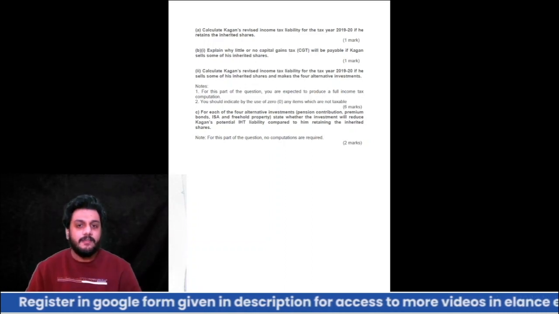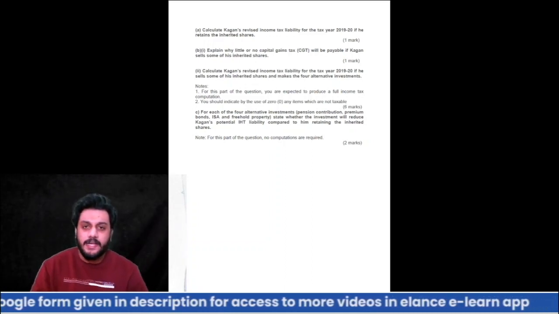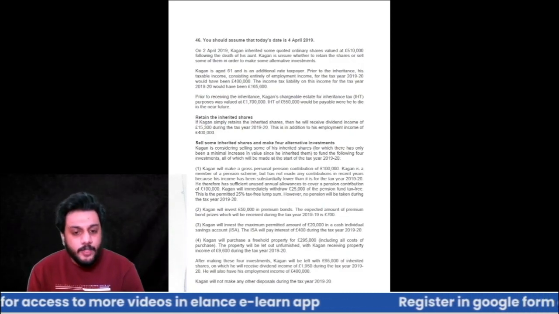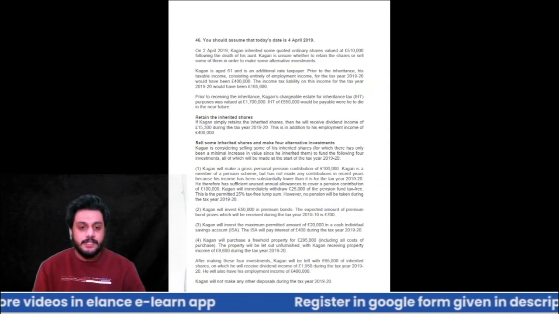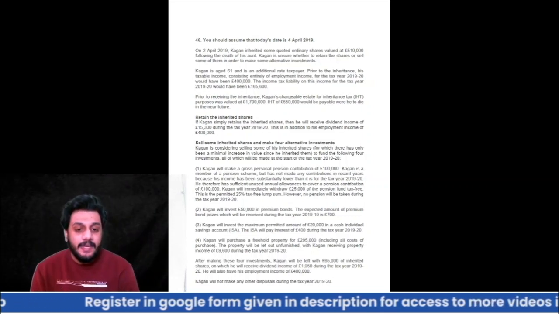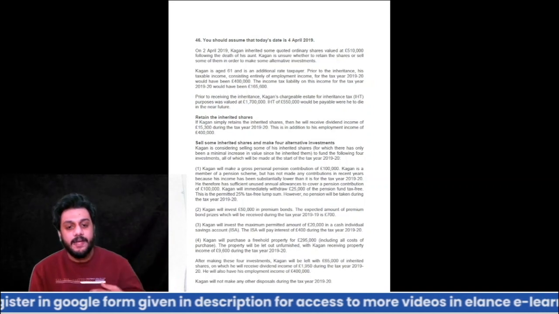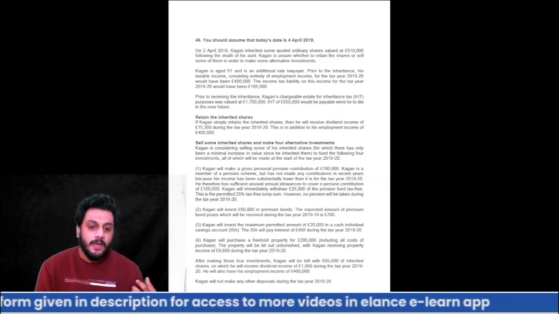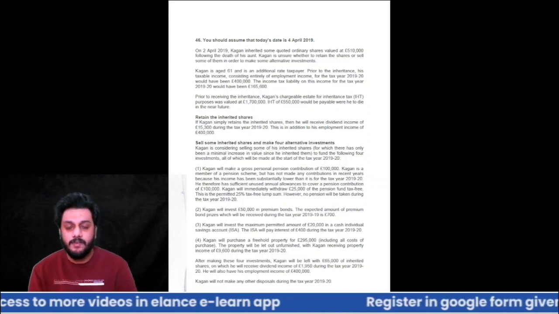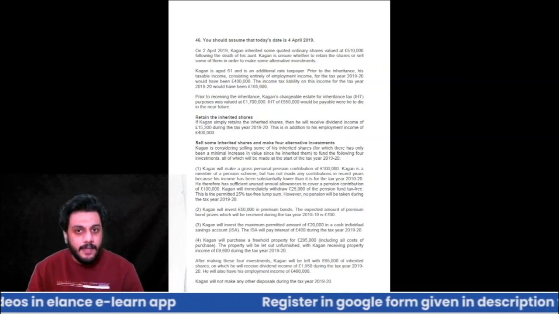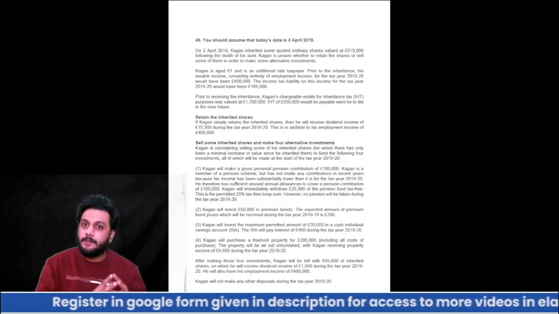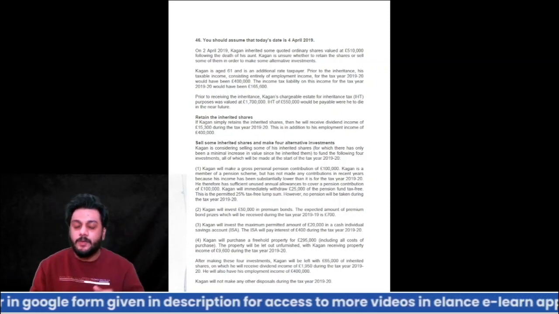First one is calculate the revised income tax liability if he retains some of the inherited shares. Okay, let's go to the scenario. You should assume that today's date is 4th April 2019, which is the previous tax year. On 2nd April 2019, Kagan inherited some Cotton ordinary shares valued at £510,000 following the death of his aunt. Kagan is unsure whether to retain the shares or sell some of the shares in order to make some alternative investments. Okay, so by reading the first paragraph, I got to know that Kagan is the main person in this question. Kagan got some shares from his aunt.